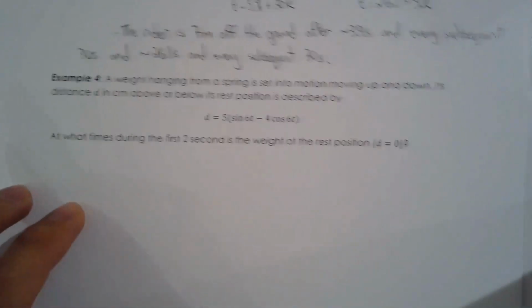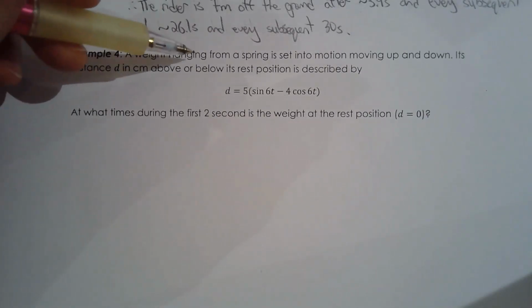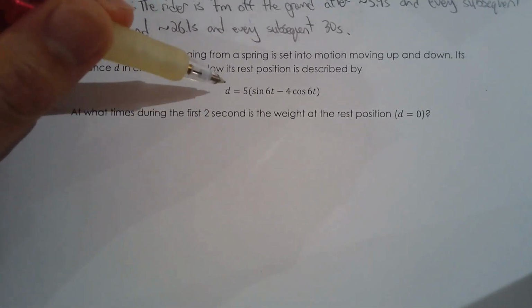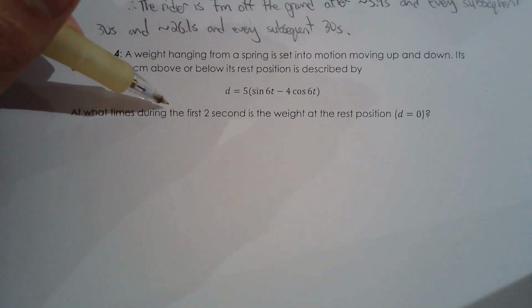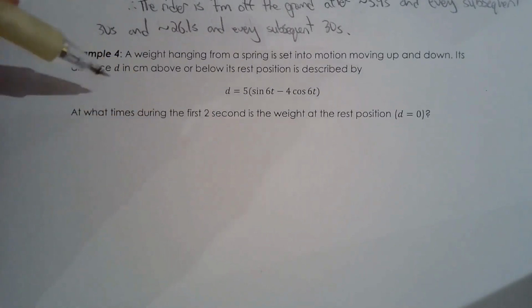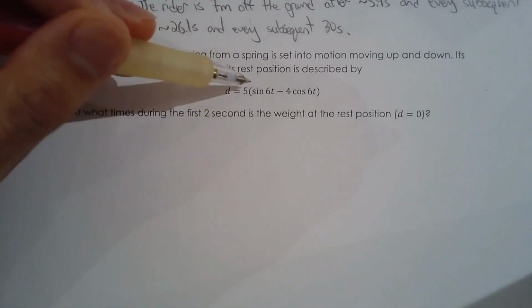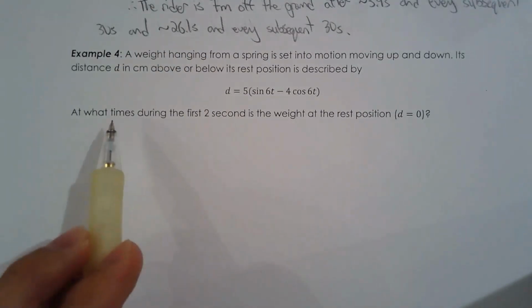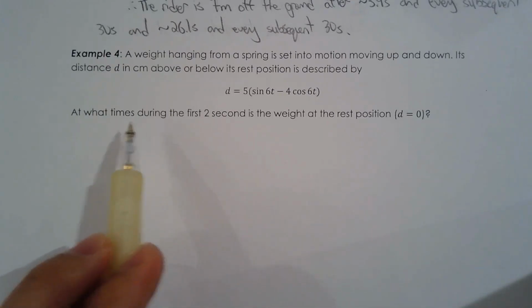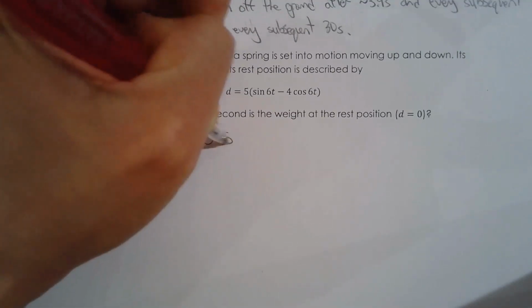Okay, so last one to go. A weight hanging from a spring is set into motion, moving up and down. Its distance d in centimeters above or below its rest position is described by the given equation here. At what times during the first 2 seconds is the weight at rest position? So what I'm going to do is find the infinite number of solutions that satisfy the equation, and then I'll reject them because I only want the solutions that fall within the first 2 seconds. So d equals 0.